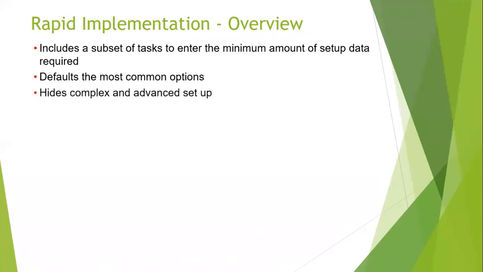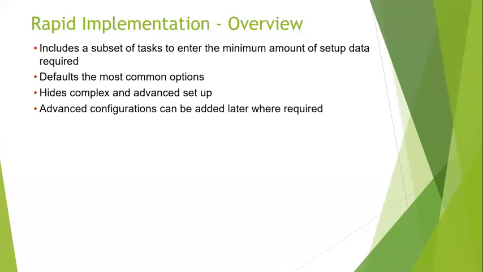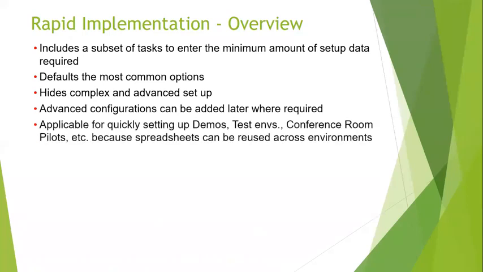Right. The third one is it will hide very complex and advanced setups. If you go to the rapid implementation task list, it will not show you the very complex and advanced setups. If you want to do these complex and advanced setups, you have to do them individually at a later point of time after creating the enterprise structure. Advanced configuration can be done at a later time whenever required.